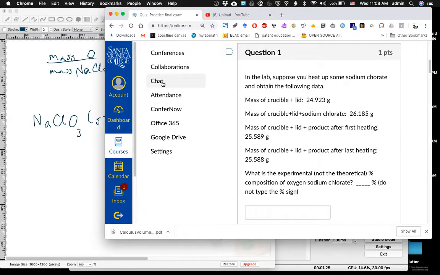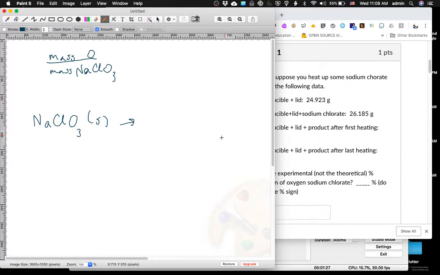You heat up some sodium chlorate, and this is exactly what you did in the lab, except you used potassium chlorate. This is gas. This is solid. So that white stuff in your crucible, was it a crucible? Yeah, your crucible, that was potassium chloride, but now in this problem it's sodium chloride. So here's the balanced chemical equation.